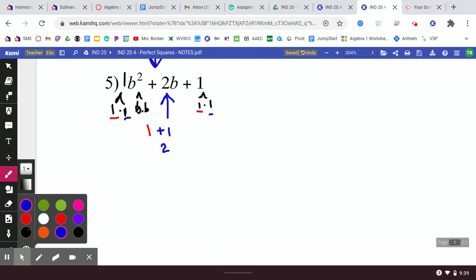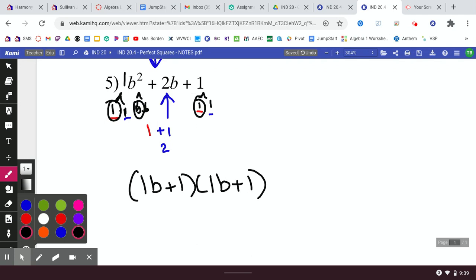So that means that your answer would be, and I'm going to write the 1 first and then I'll clean it up, 1b plus 1, 1b plus 1. That's taking this one and this one, and then this one and this one. And everything's a plus because of here. And again, to clean it up, you would not really write those first ones. So really, b plus 1 squared.